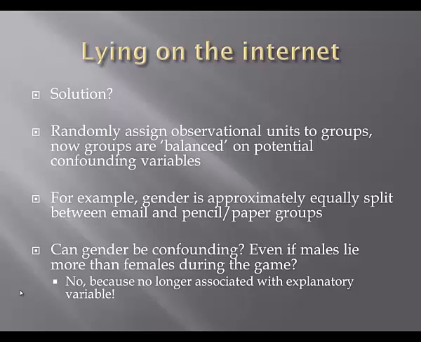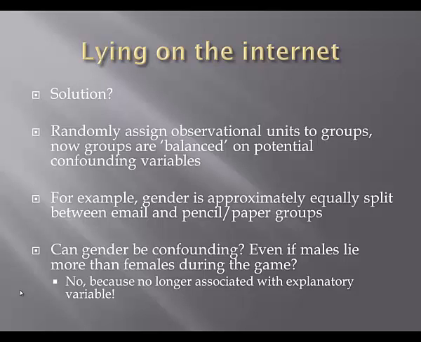The beauty of random assignment is the groups that you get after you do the random assignment will look like each other, which means that any potential confounding variable will be balanced between the two groups. It'll be similarly spread between the two groups. So for example, gender is going to be approximately equal split between the groups. So you'll have approximately the same number of males in the email group as you will in the pencil and paper group.